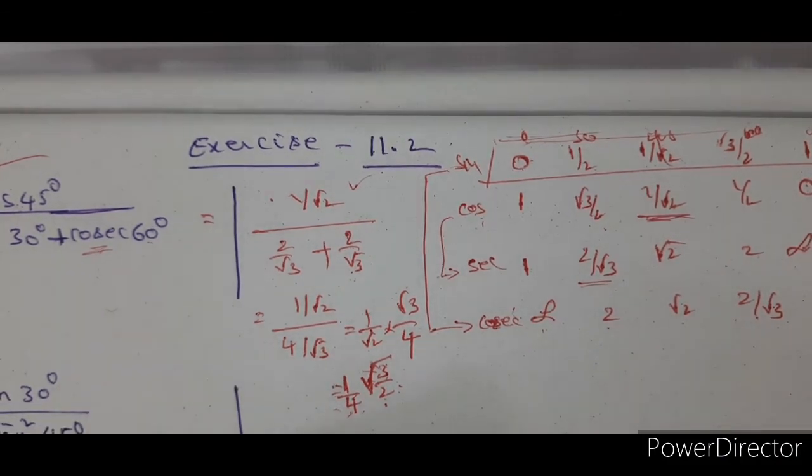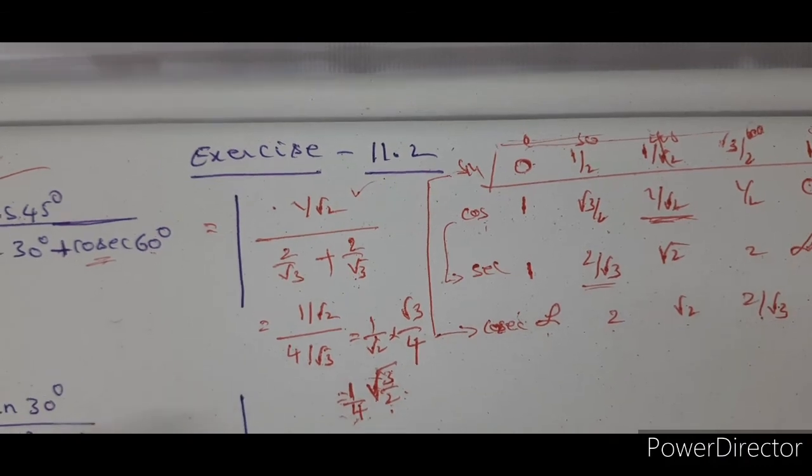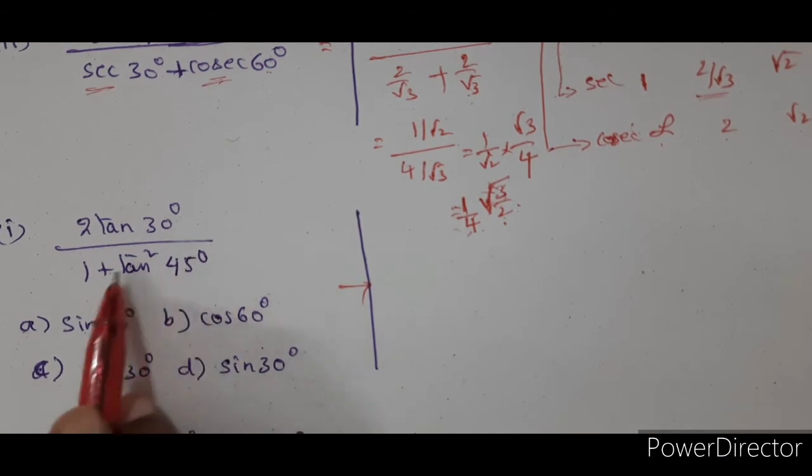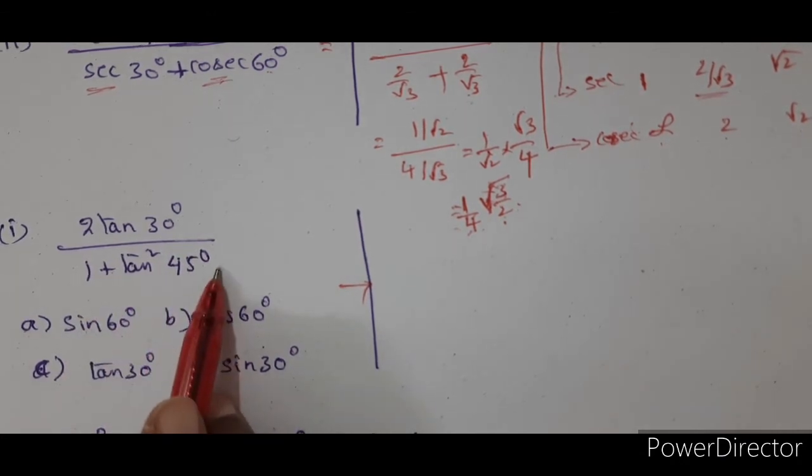Let us see the next one. What is the next one here? Read the problem: 2 tan 30 by 1 plus tan square 45.